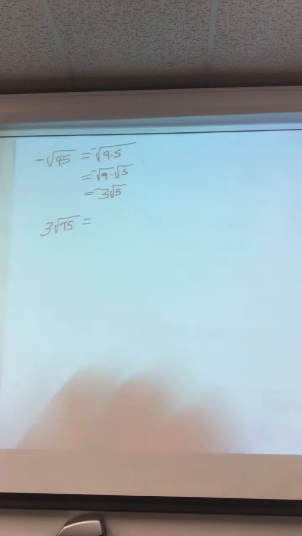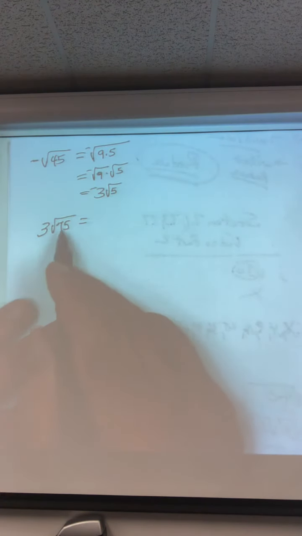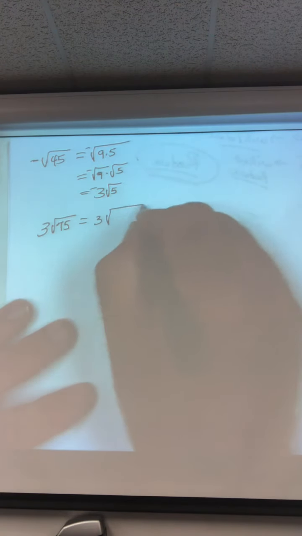Three square root of 75. Can I get the square root of 75? No, I cannot. But can I reduce it? Well, I can reduce it if there is a perfect square that goes into 75. There is a perfect square that goes into 75: 25.